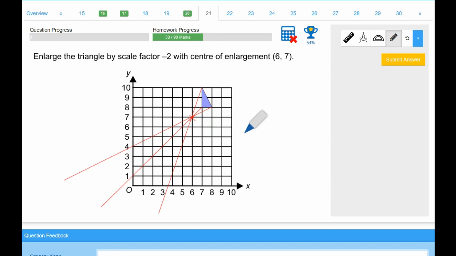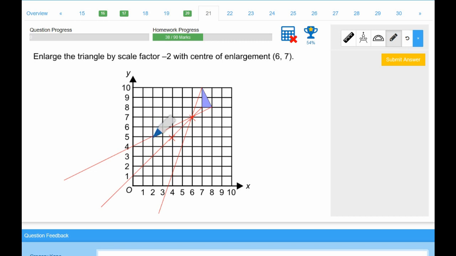Now, this is a lot harder, a lot more challenging to do. If you have a negative scale factor, it means rather than going from the center that way, we go the other side of the center of enlargement. So what would be 1 to the right and 1 up becomes 2 to the left and 2 down. It's going in the opposite direction by a factor of 2. Here, 2 to the right and 1 up would become 4 to the left and 2 down.